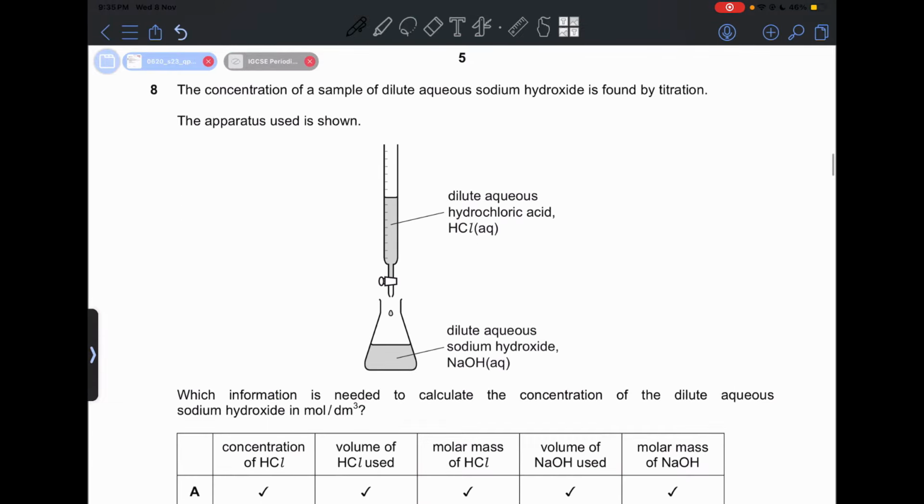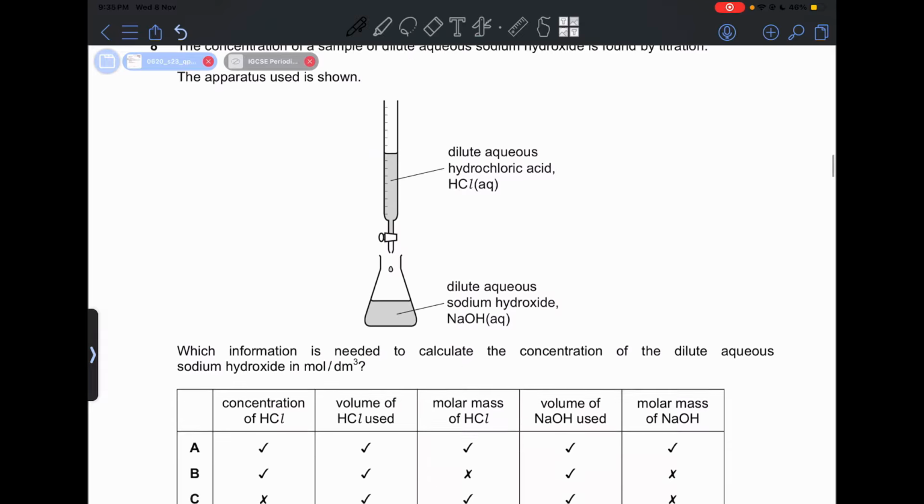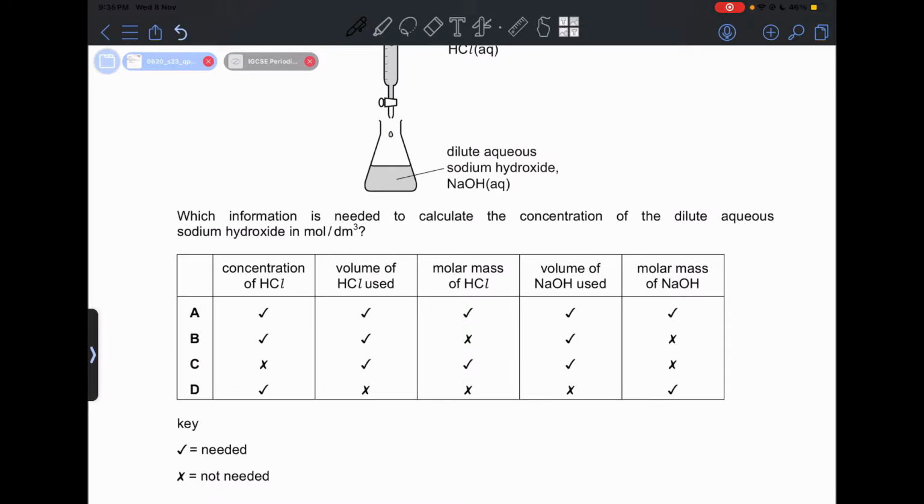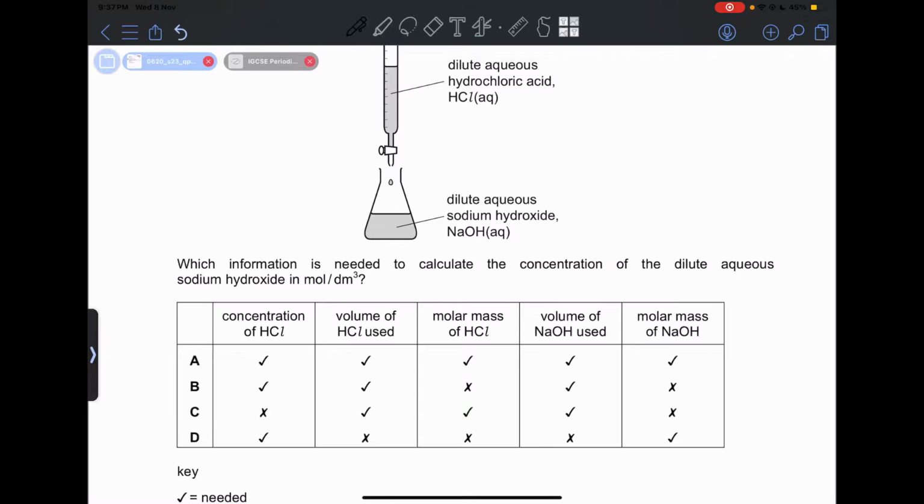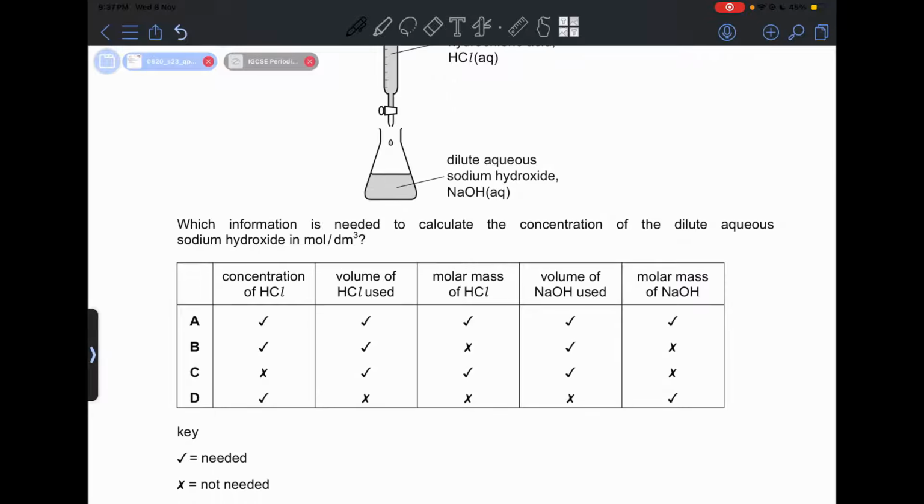Number 8, the concentration of a sample of dilute aqueous sodium hydroxide is found by titration. The apparatus used is shown. Which information is needed to calculate the concentration of dilute aqueous sodium hydroxide in mole per decimeter cubed? So actually in this question, we will need the concentration of the hydrochloric acid as well as the volume, and also we will need the volume of the sodium hydroxide used so we can compare each of them together. You will not need the molar mass because we are not calculating moles, we are just calculating the concentration over here. So also we will not need the molar mass of the hydrochloric acid. So our answer is going to be B.